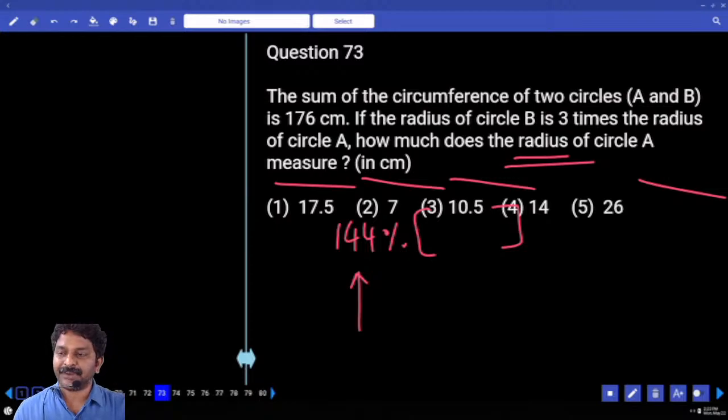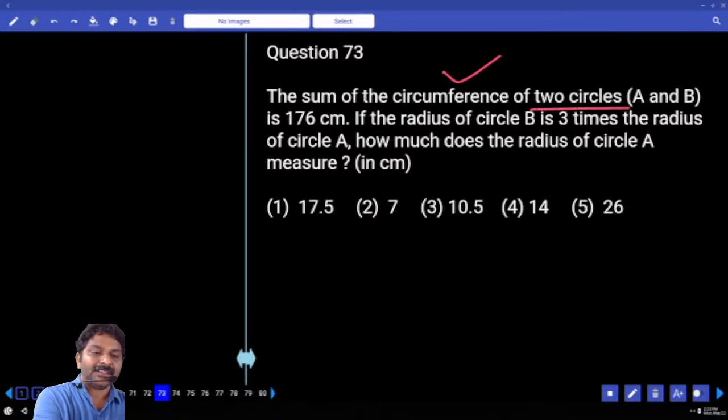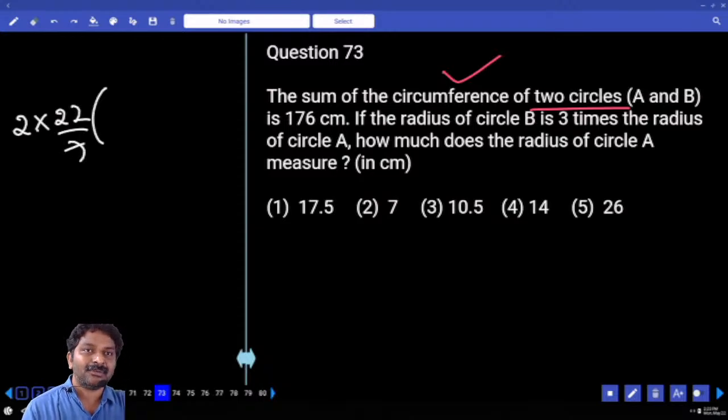The sum of circumference of two circles is 176. If the radius of circle B is 3 times of radius of circle A, how much does the radius of circle A measure? Okay. Circumference 2 pi r. Like that, how many circles are there? That means it is 2 pi taken common, r1 plus r2. r1 belongs to circle A. r2 belongs to circle B.